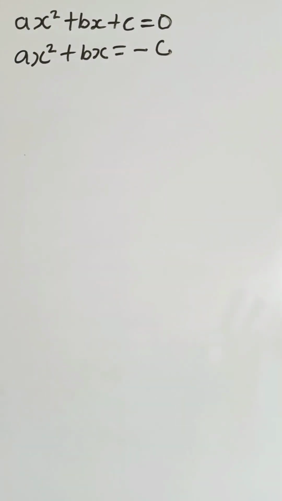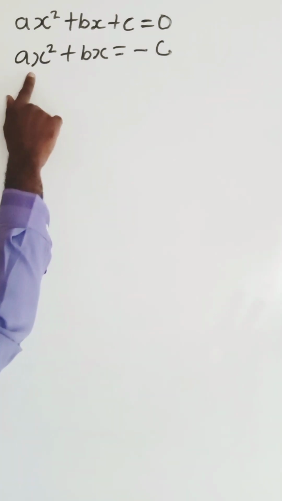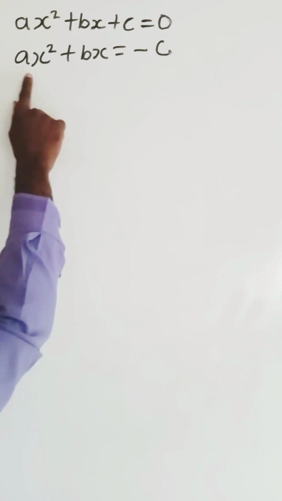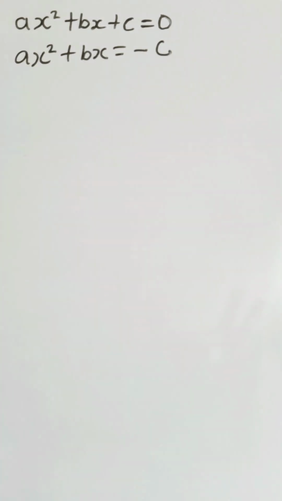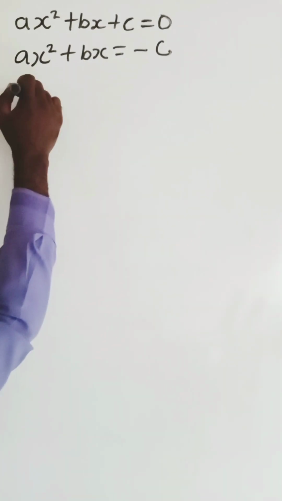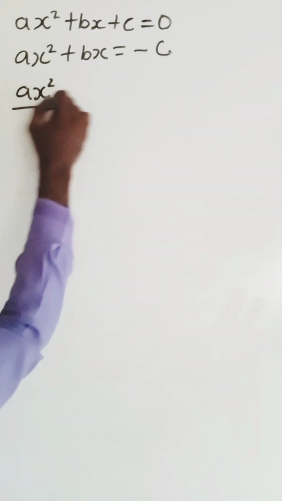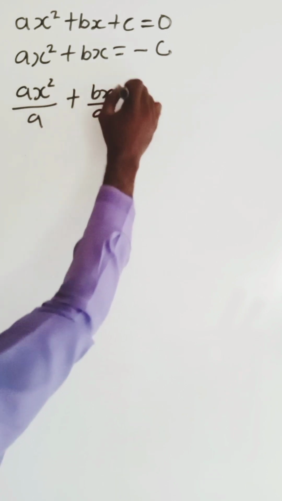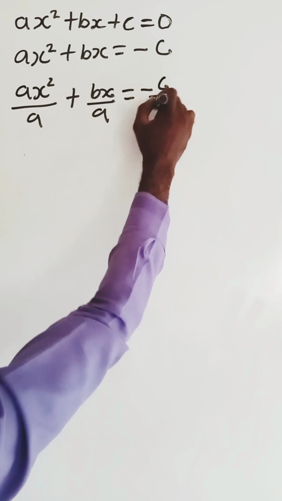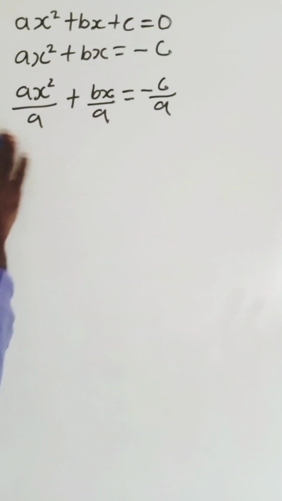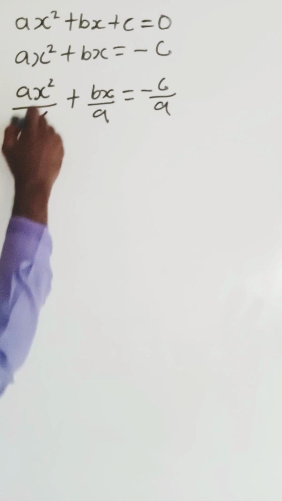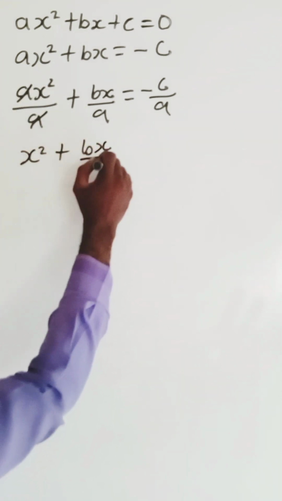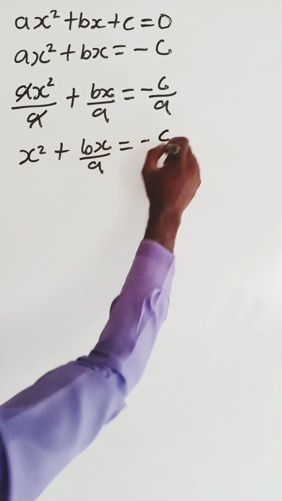The next thing is we are going to identify the coefficient of x squared, which is a. Then divide all through by the coefficient of x squared. So this equation becomes ax squared all over a plus bx all over a equals minus c all over a. This expression can be further simplified. A will cancel out a. We have x squared plus bx all over a equals minus c all over a.